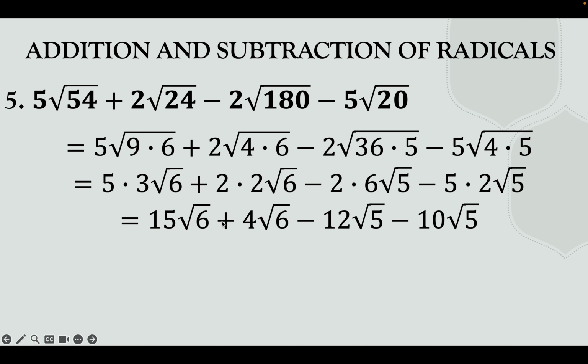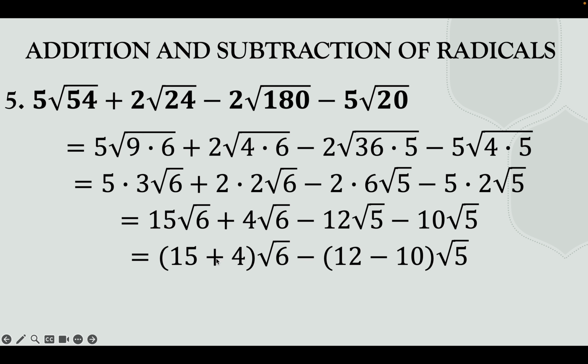Now, you just need to combine or operate the same index and same radicand, class. 15 square root of 6 plus 4 square root of 6, we have here 19 square root of 6, minus 12 minus 10 square root of 5. So 12 minus 10, we have 2. Since the operation here is subtraction, we have here 19 square root of 6 minus 2 square root of 5. That is the final answer.